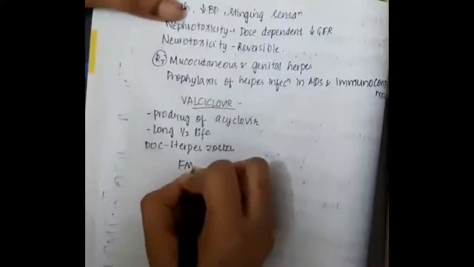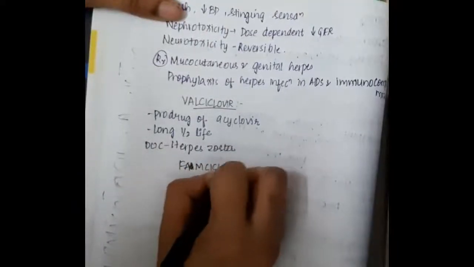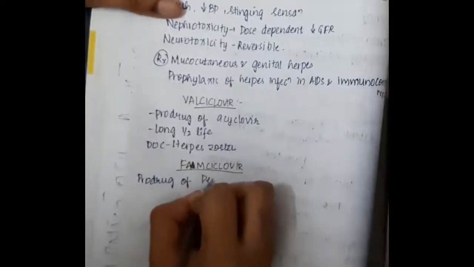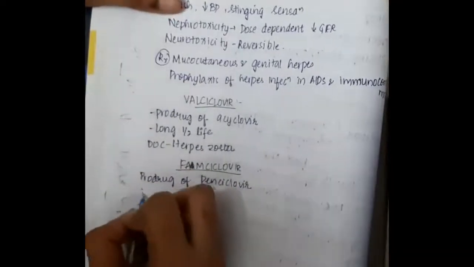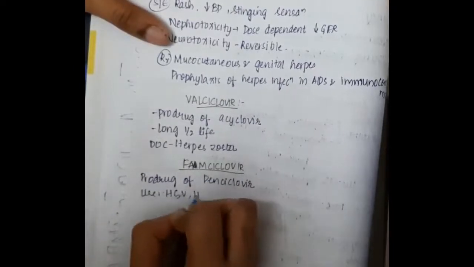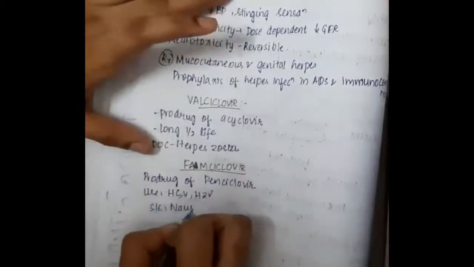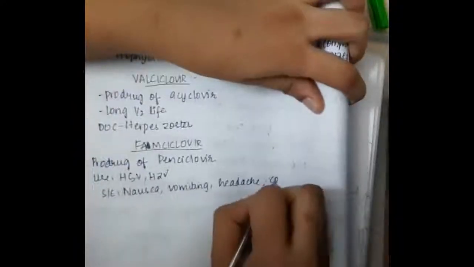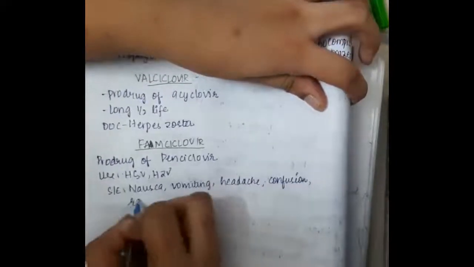Then we have the next important drug, famciclovir. Famciclovir is a prodrug of penciclovir. It is used in herpes simplex virus and herpes zoster virus infections. It causes side effects like nausea, headache, confusion, and rashes. So, these are the important points about the drugs acyclovir, famciclovir and valacyclovir.